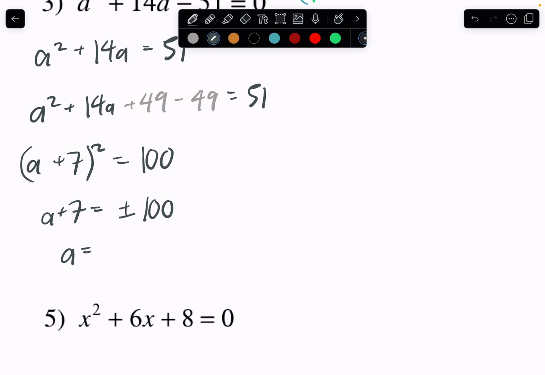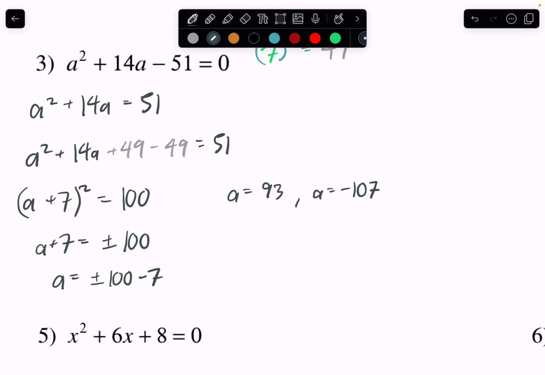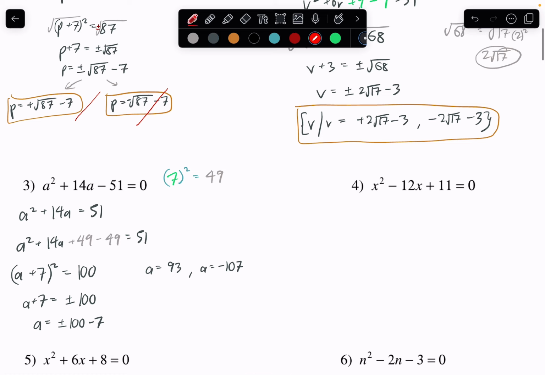This is very smooth. Plus minus 10 minus 7. A is equal to 3. A is also equal to negative 17. I think that's the case. Is it? By the way, this is correct.